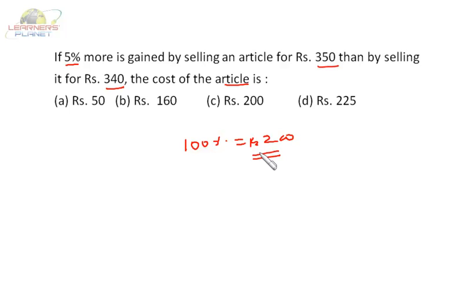No paperwork is required at all. I just explain it once again. Since profit is always calculated on cost price, this difference in selling prices will be equivalent to 5%, that is profit, and the 100% of it will produce the cost price. So it's rupees 200. 5% is 10, that means 100% is 200.